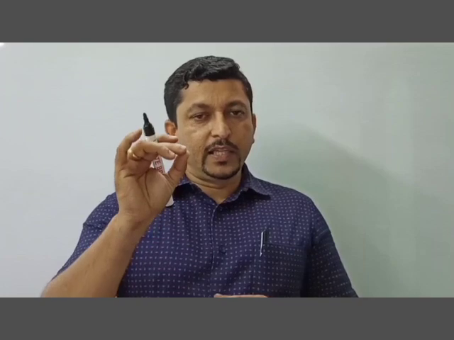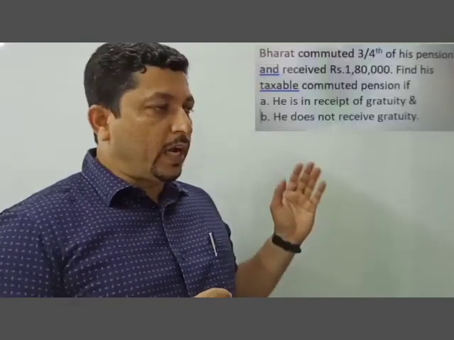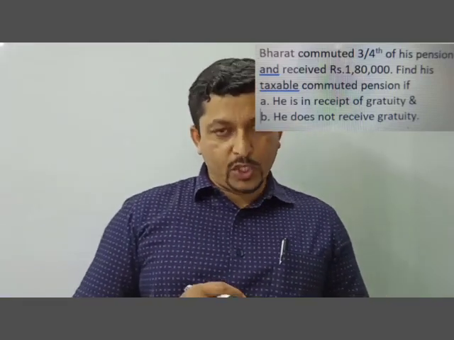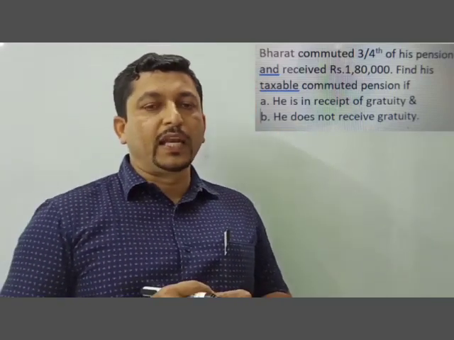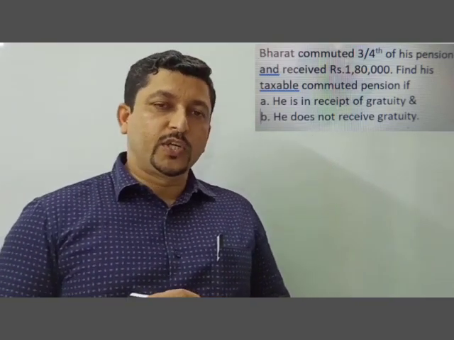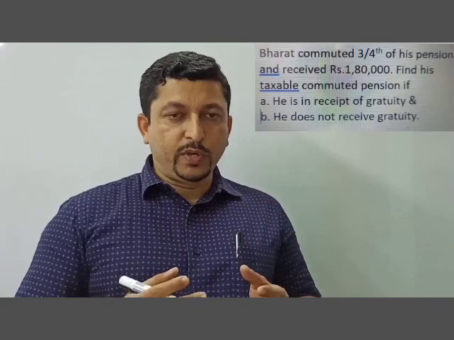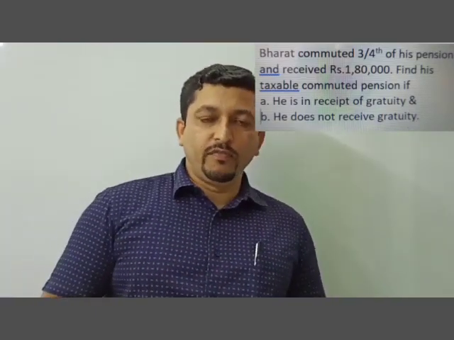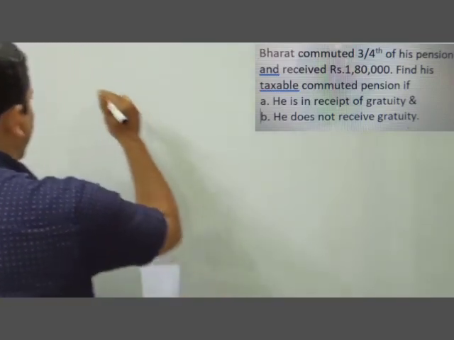Let's understand this concept of commutation of pension, taxability and exemption with the help of two examples. So we will look at this particular problem. Bharat commuted 3/4 of his pension and received rupees 1,80,000. We need to find the taxable commuted pension if Bharat receives gratuity, that's question A, and B, if Bharat does not receive gratuity.